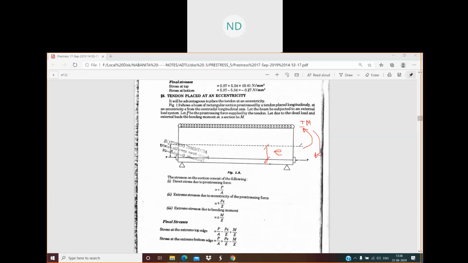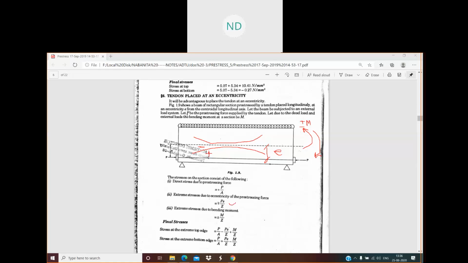Okay, P into E, that moment will be how much? P into E. So now your signs are going to change. That means your tendon is going to have a stress in this way. It is not going to bend in this way, but this way. So your tension is at the top, and at the bottom it is compression. So when you have an eccentricity, what happens? You see here minus plus PE by Z.